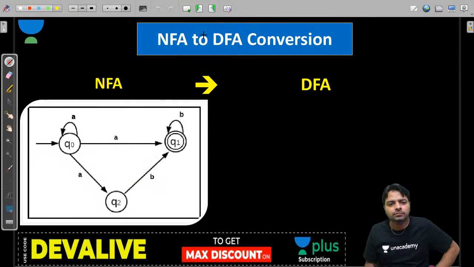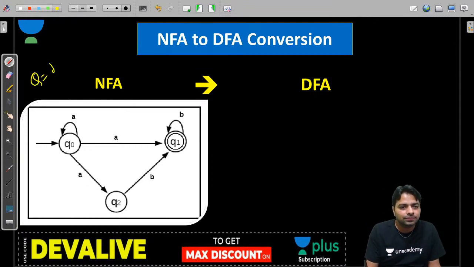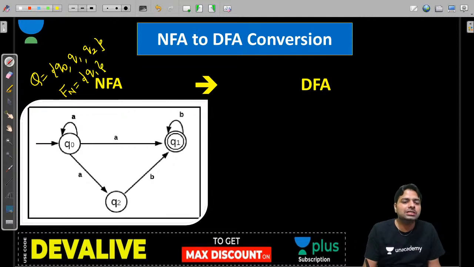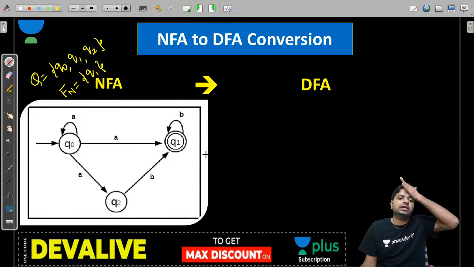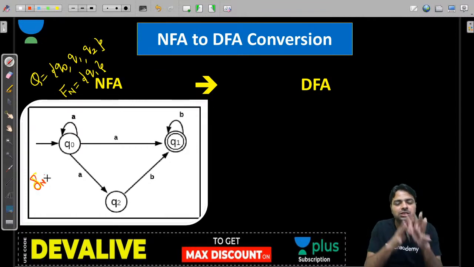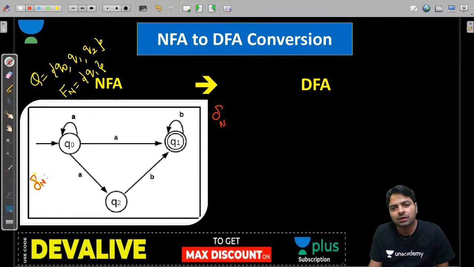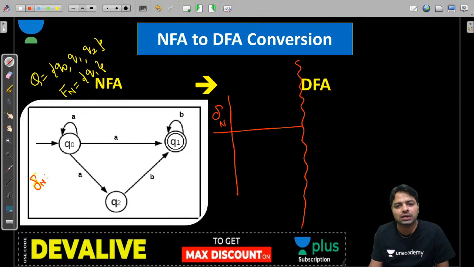Okay, let's see. Now we have an example of how to convert an NFA to a DFA. Look here, guys. Q is Q0, Q1 and Q2, and Fn has only Q1. The initial state is the same, Q0 is Q0, no change here. Delta N is given to you. The whole machine has the delta N transitions. From Q0 on A, what do you do? You can build the delta N table very quickly, guys. Let me help you. The table is very quick to understand.